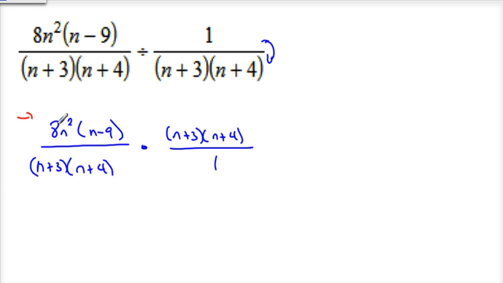I have an 8 by itself. Do I have any other numerical numbers or coefficients? No. I have an n squared by itself. Do I have any n squares by itself? No. I have an n minus 9. Do I have an n minus 9 in my denominator? No. I have an n plus 3. Do I have an n plus 3? Yes. Those simplify. I have an n plus 4. N plus 4? Those simplify. So my final answer here is just going to be 8n squared times n minus 9. Do not multiply in. You could leave it just as is.